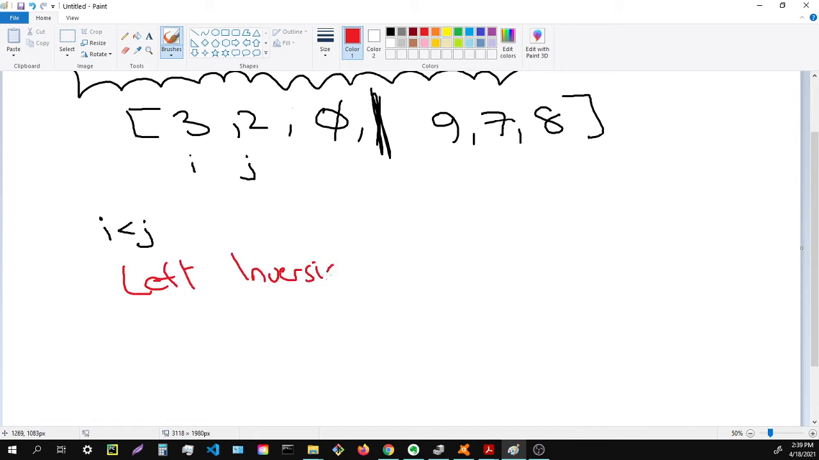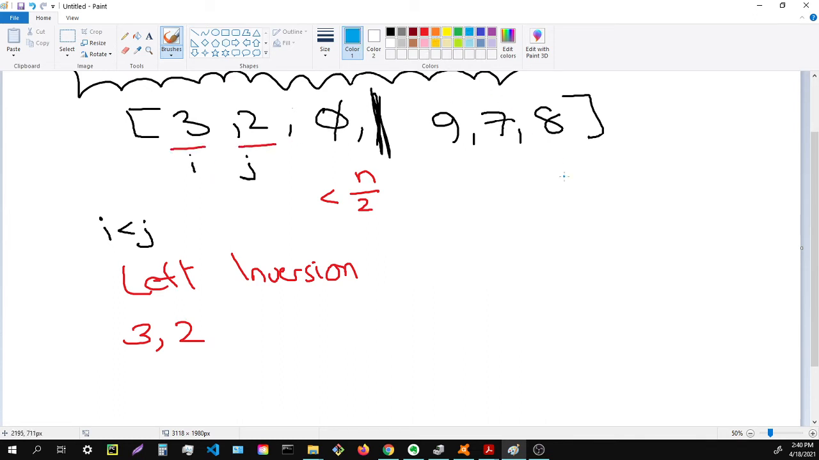A left inversion is within the left half of the array or the list. So here where it's less than n divided by 2, where n is the length of the list, if you have a left inversion, then you have a pair of numbers like 3 and 2, where 3 is greater than 2, but 3 is to the left of 2, and that's not what we want. So that's an example of a left inversion.